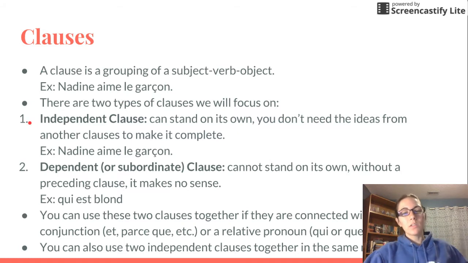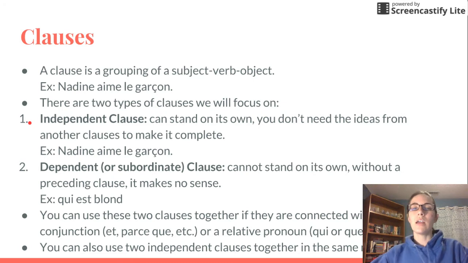First is an independent clause. It can stand on its own. It has its own subject, verb, and object. The whole sentence makes sense all by itself. You don't need any other ideas from another clause to make it complete. So we have Nadine aime le garçon. Nadine likes the boy. Next, we have a dependent or a subordinate clause.